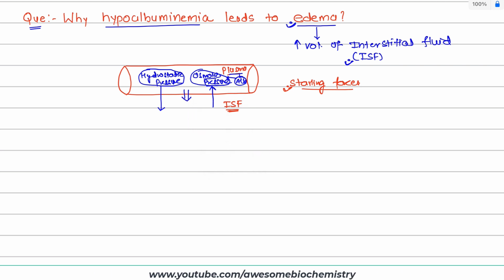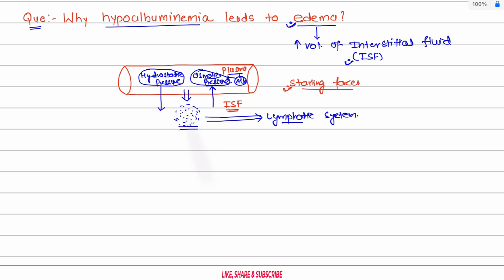So there is a continuous inflow of interstitial fluid. Let's say this is the interstitial fluid. But in a normal person, what happens? This interstitial fluid is continuously drained by the lymphatic system. Because of this lymphatic system, the interstitial fluid does not get accumulated, and an optimum level of interstitial fluid is maintained. Now you can easily understand in which condition the interstitial fluid volume will increase.